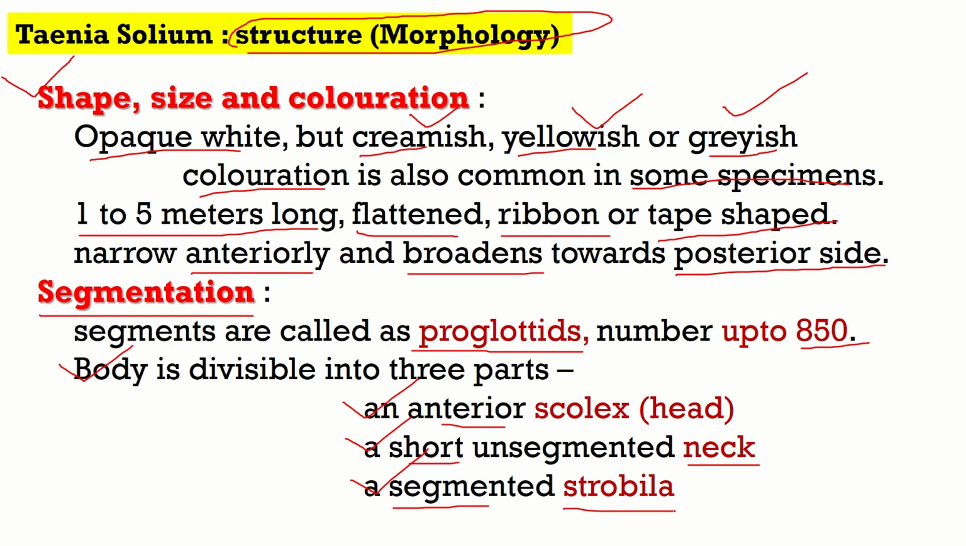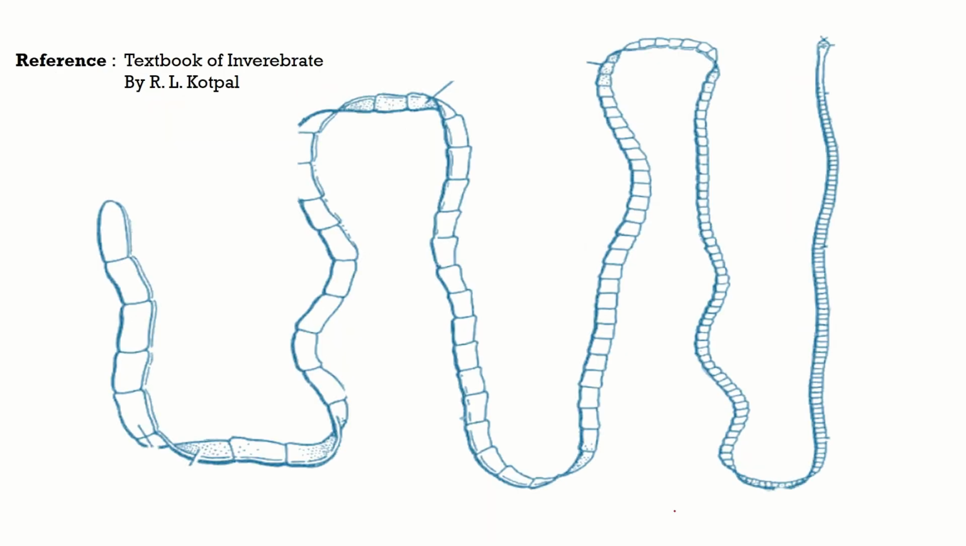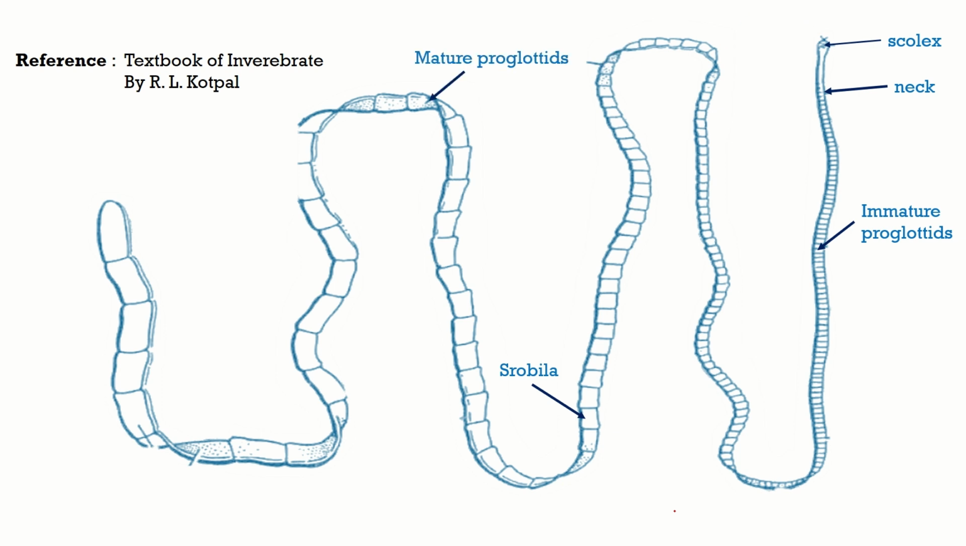Overall, these organisms look like this. The body is divisible into three parts: the scolex, which is the anteriormost small part, the neck, and the third part called the strobila. Again, the strobila has immature proglottids, mature proglottids and gravid proglottids.